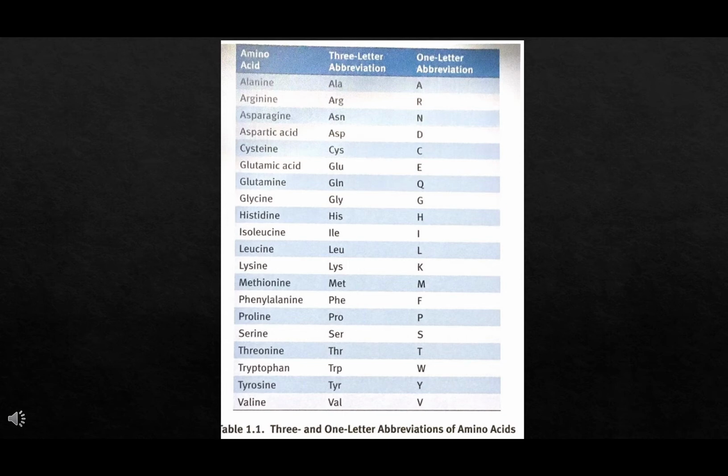Amino acid abbreviations. Now that we have explored the structures of the 20 proteinogenic amino acids, it is worth mentioning that you are expected to be able to identify an amino acid on the MCAT not only by name, but also by its 3-letter and 1-letter abbreviations.